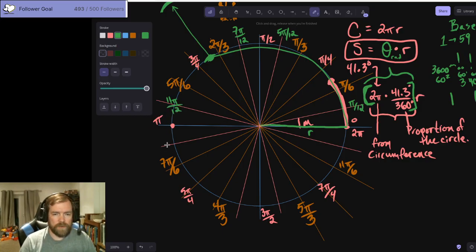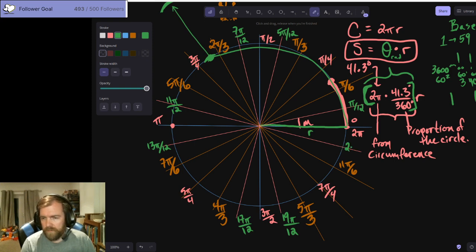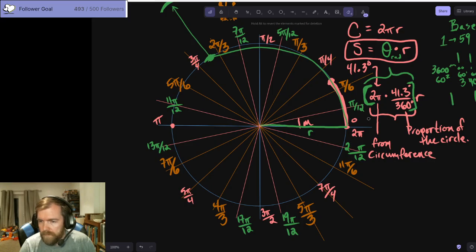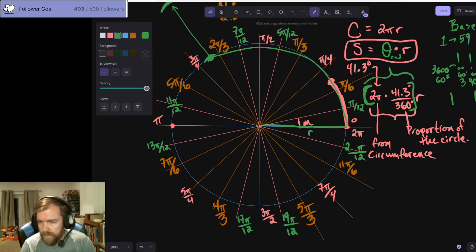12 pi on 12, 13 pi on 12, 14 pi on 12, 15 pi on 12, 16 pi on 12, 17 pi on 12, 18 pi on 12, 19 pi on 12, 20 pi on 12, 21, 22, 23 pi's on 12, not 2.3. And 24 pi's on 12, back to 0.